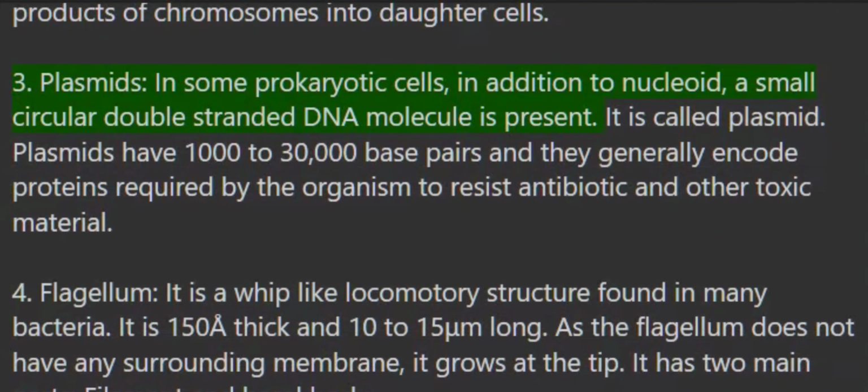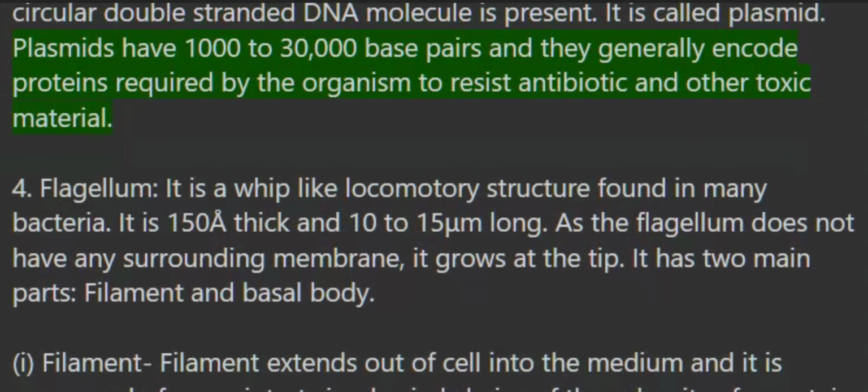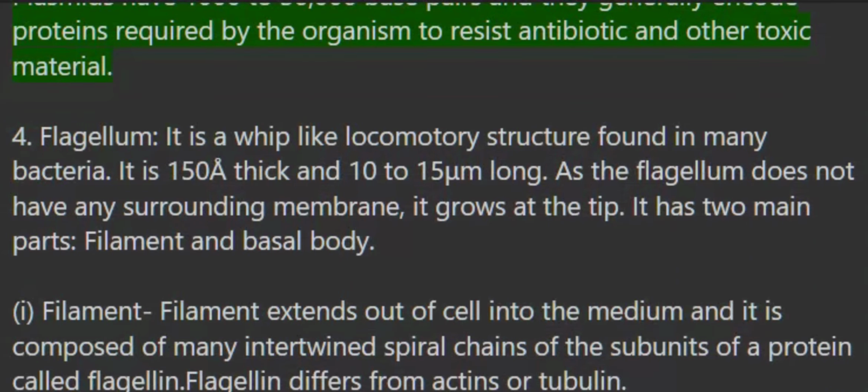4. Plasmids. In some prokaryotic cells, in addition to nucleoid, a small circular double-stranded DNA molecule is present. It is called plasmid. Plasmids have 1,000 to 30,000 base pairs and they generally encode proteins required by the organism to resist antibiotics and other toxic material.